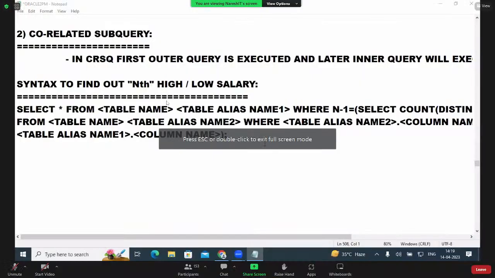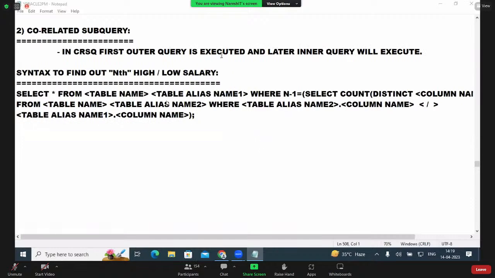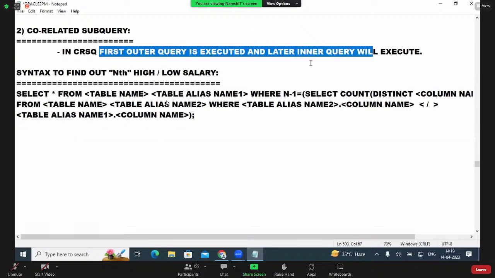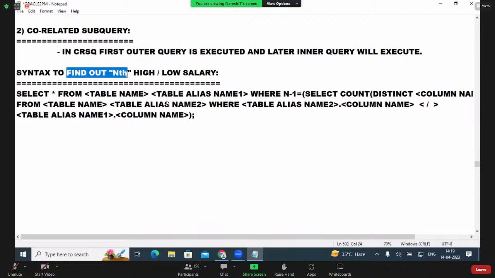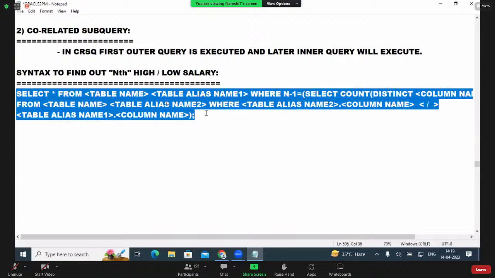So yesterday, correlated subqueries and the correlated subquery definition were covered. And what we said was the definition of correlated: first outer, later inner. And this is our syntax to find the highest or lowest salaries. Whenever you want to find the highest and lowest for the nth position, this is one common syntax for finding high and low.